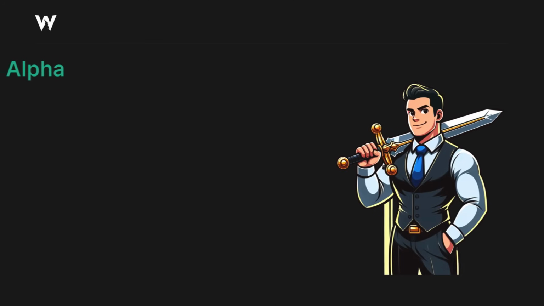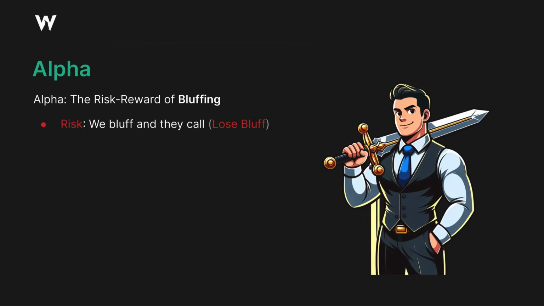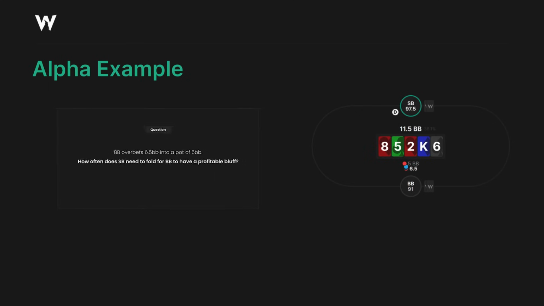Let's talk about alpha next. Alpha describes the risk-reward of bluffing. Imagine you put in some pure bluff on the river. How often does it need to work in order for you to break even? The risk of bluffing is that they'll call you, and then you just lose whatever amount you bluffed. The reward, what you stand to gain, is the pot, and this happens whenever they fold. So let's calculate the alpha of this spot here. You're in the big blind, you've just put in 6.5, so you've overbet the pot into a 5 big blind pot. How often do you need small blind to fold in order for your bluff to break even?